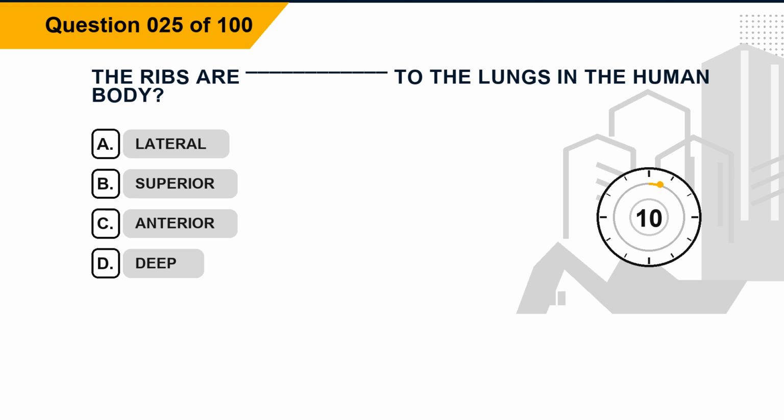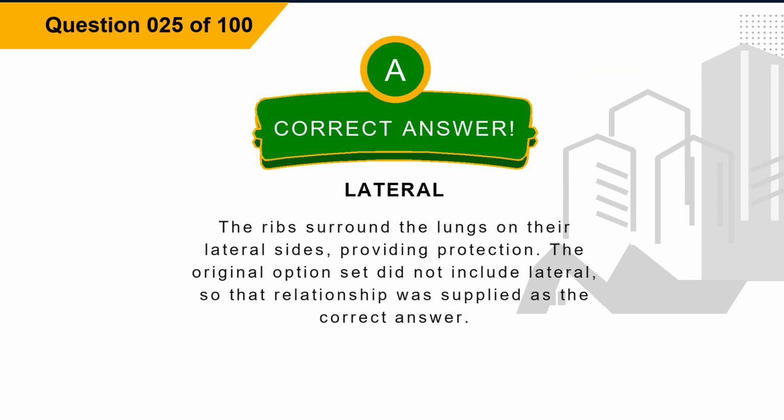Question 25. The ribs are blank to the lungs in the human body. Option A, lateral. Option B, superior. Option C, anterior. Option D, deep. The correct answer is option A, lateral.